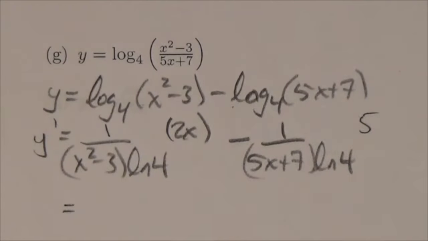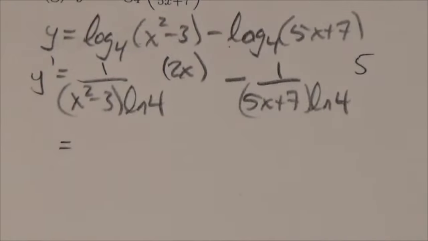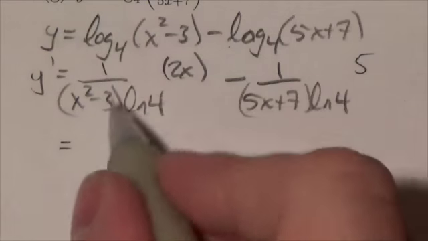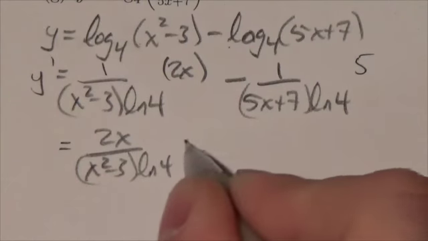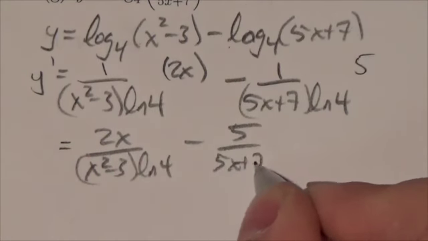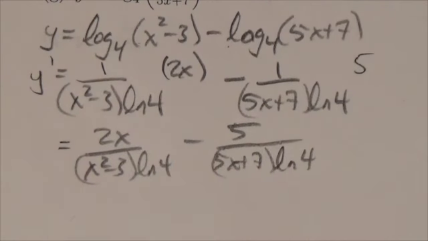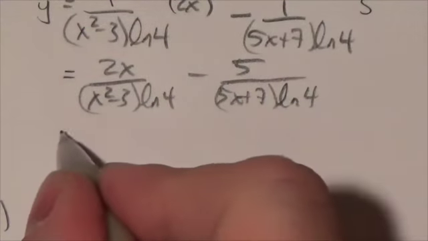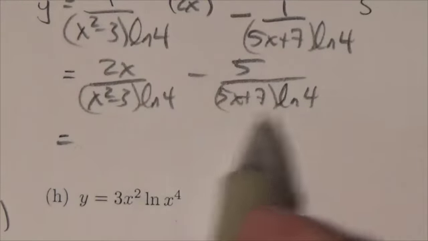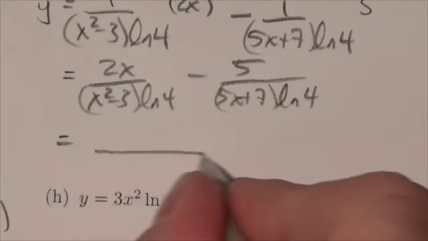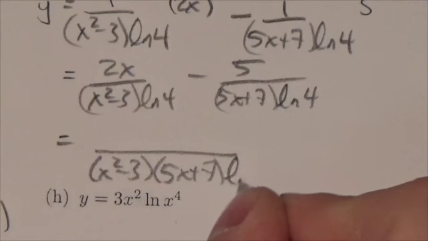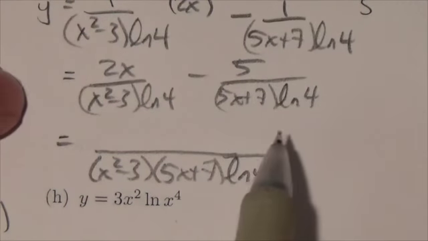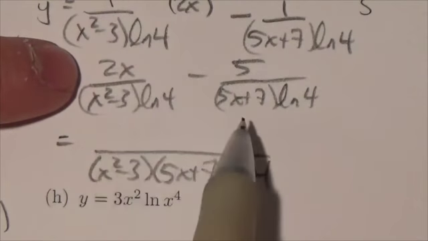Now, not a whole lot that I can do with this to simplify it, but I'm really not overly motivated to do a ton here. But this is going to end up being 2x over x squared minus 3 times the natural log of 4 minus 5 over 5x plus 7 times the natural log of 4. Now, we might put this together because I've got common parts. Our common denominator would be x squared minus 3 times 5x plus 7 times the natural log of 4. What that's going to leave me with up in the numerator, I have to multiply this expression here by 5x plus 7.